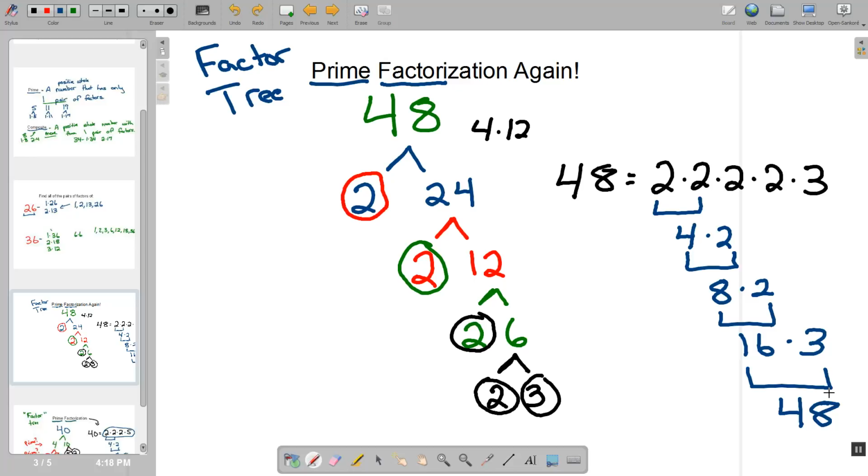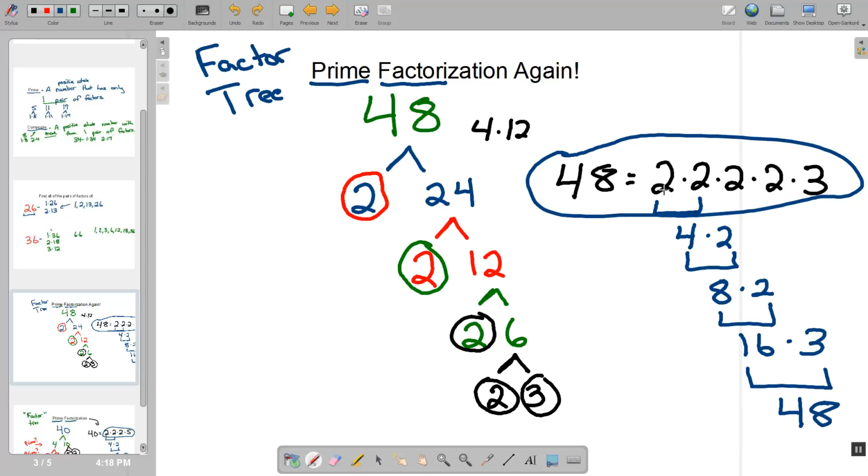Therefore, we are correct. This is the prime factorization. All of these numbers are prime, and they equal our target number of 48.